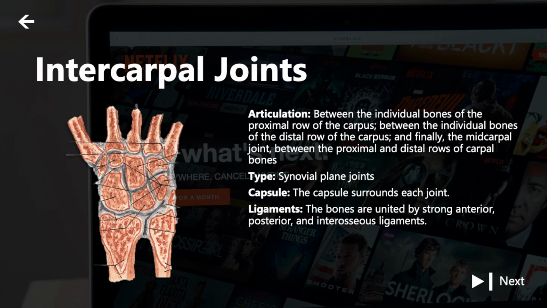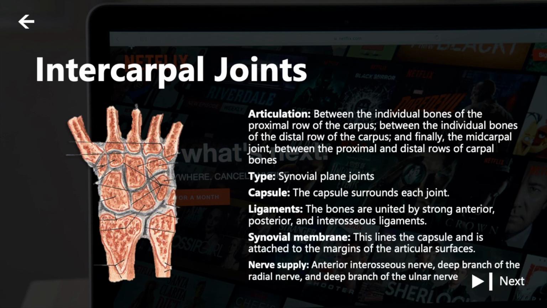The interosseous ligaments are of the proximal and distal carpal rows, palmar intercarpal, and dorsal intercarpal ligaments. The synovial membrane lines the capsule and is attached to the margins of the articular surfaces, and the intercarpal joints are innervated by the anterior interosseous nerve, deep branch of the radial nerve, and deep branch of the ulnar nerve. It receives its blood supply from the palmar and dorsal carpal arches.